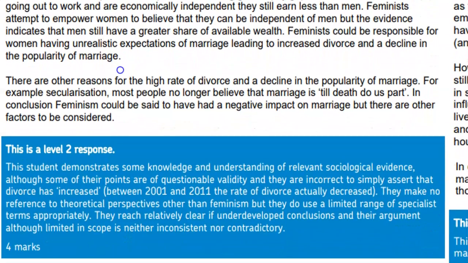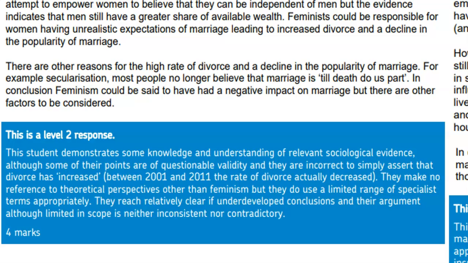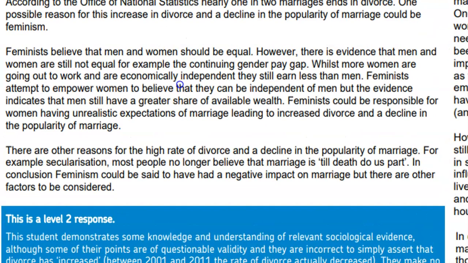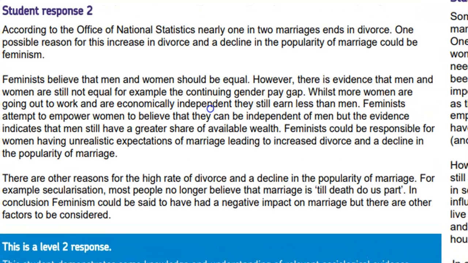Now, the examiner here has given it 4 marks out of 12. They've demonstrated some knowledge, but they don't use enough specialist key terms, the conclusion is underdeveloped, and their argument is very inconsistent. One example of an inconsistent argument is the gender pay gap. This has absolutely nothing to do with marriage, none whatsoever. And the greater share of wealth has nothing to do with marriage either. Yes, they made some good points with regards to unrealistic expectations, but in general they've made some really irregular points.